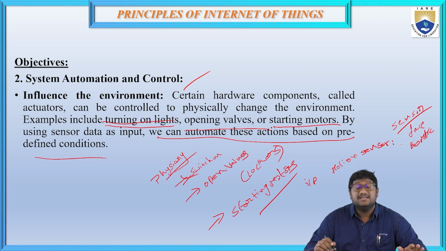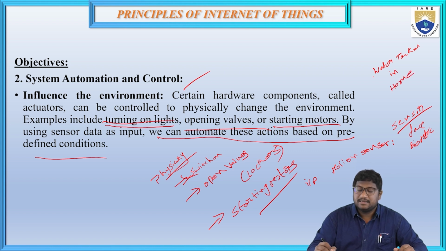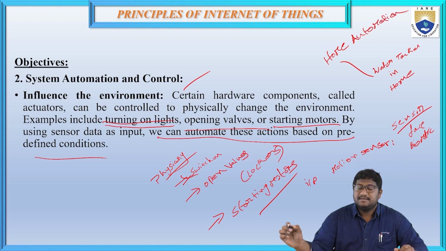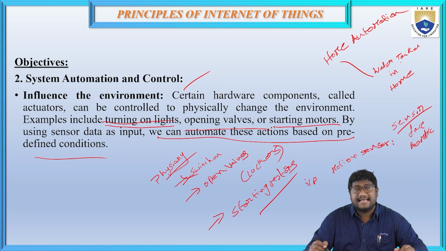And coming to the next one, starting motor. Take the best example, your water tanker at home. This comes under home automation. In home automation, consider the water tanker level. Suppose the water is less than 20%. At the time of configuration, I do this configuration.